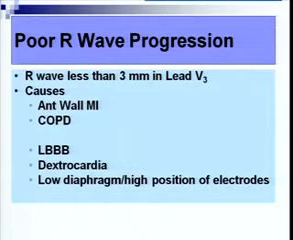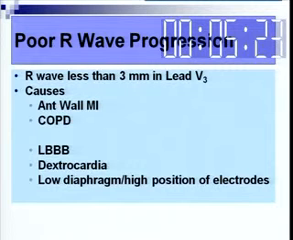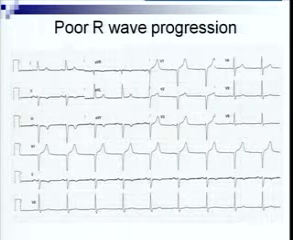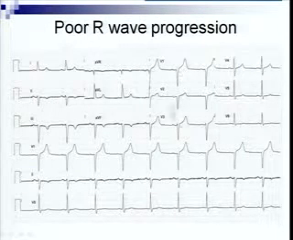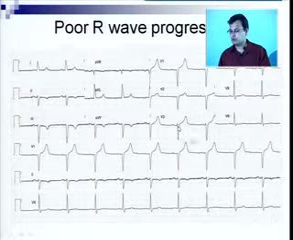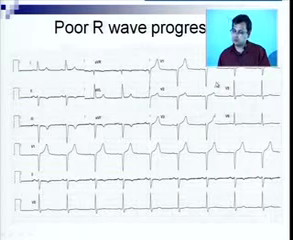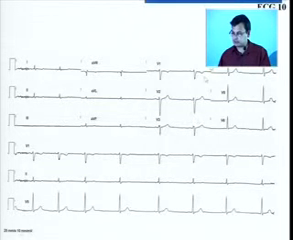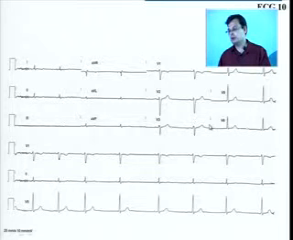Poor R wave progression, with R wave of less than 3 millimeters in lead V3, has most common causes including anterior wall MI and COPD. Less commonly you can see it in LBBB, dextrocardia, and low diaphragmatic position or high electrode positioning. So you can see in this example that leads V1, V2 and V3 hardly have any R waves, and only in V4 the R waves are clearly found, which indicates poor R wave progression, usually seen in COPD and sometimes in evolved anterior wall myocardial infarction. This is again another example of a COPD patient which is having poor R wave progression.